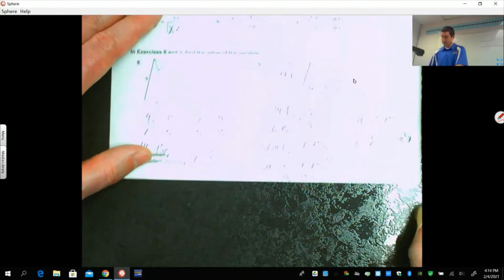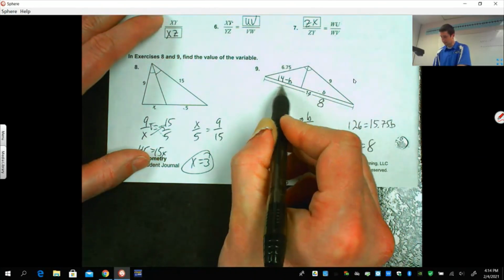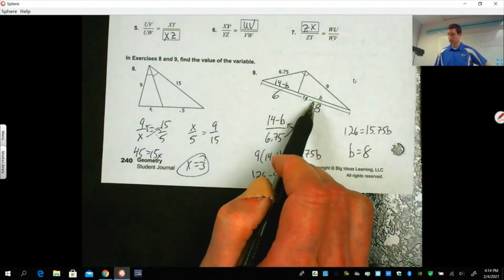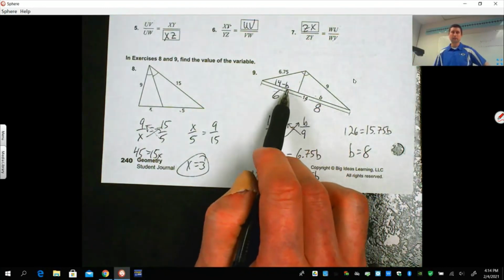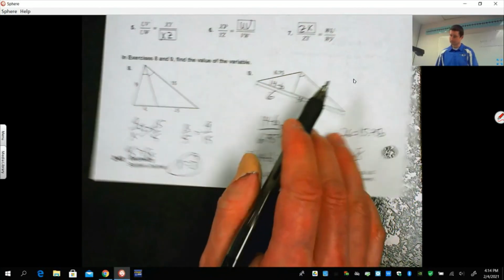That makes that 8, and that makes this other side 14 minus 8, that's going to be 6. The key part to that is when you know the total and you know one side, the other side is represented by the total minus the part.